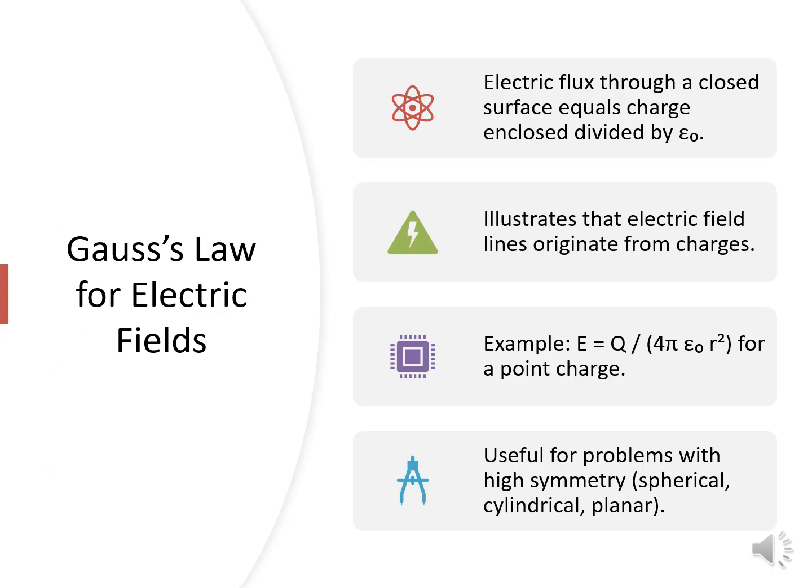Gauss' law for electric fields. Electric flux through a closed surface equals the charge enclosed by the surface, divided by the permittivity of the medium. It illustrates that the electric field lines originate from charges. This law is useful for solving problems with high symmetry: spherical, cylindrical, or planar.